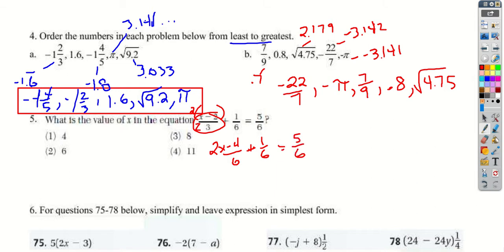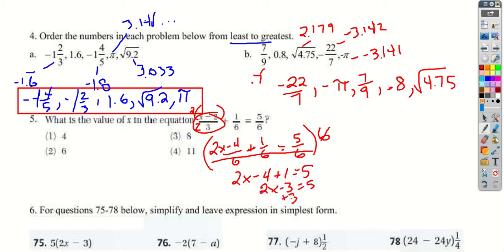And now I can just drop the denominators. I can multiply the entire thing by 6 and the denominators will go away. These will all cancel out. I'll get 2x minus 4 plus 1 equals 5, and I will solve from here. So 2x minus 4 plus 1 is 2x minus 3. I'm going to add 3 to both sides.